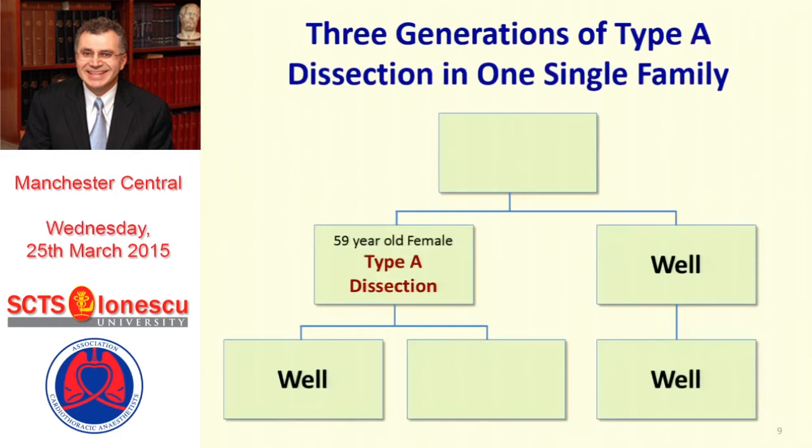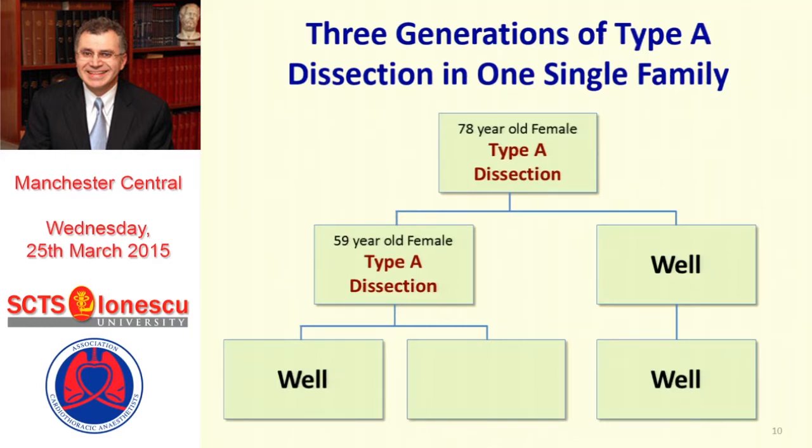The way that this hit me over the head like a sledgehammer, that this disease ran in families, was when Marianne and the team and I were making rounds on a 59-year-old woman on whom we had done a type A dissection 3 days previously. She was well enough to have a conversation. I said, ma'am, has anybody else in your family been affected by anything similar? And she said, well, doctor, don't you remember you did my mother 5 years ago? And of course, I had no recollection of that.